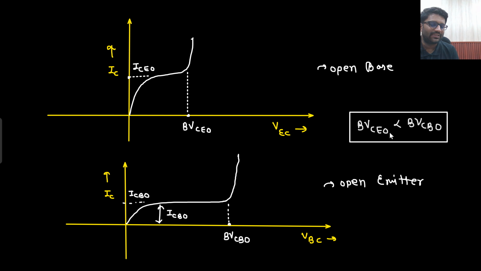Don't mug up this CEO, CBO. If you mug up these kind of things, then in the examination you will be getting confused. It was open emitter, open base, nothing. Open base. What is the scenario? Open base means forward bias will be increased here. That means low voltage I need to apply. So breakdown would occur at a lower voltage in open base condition.